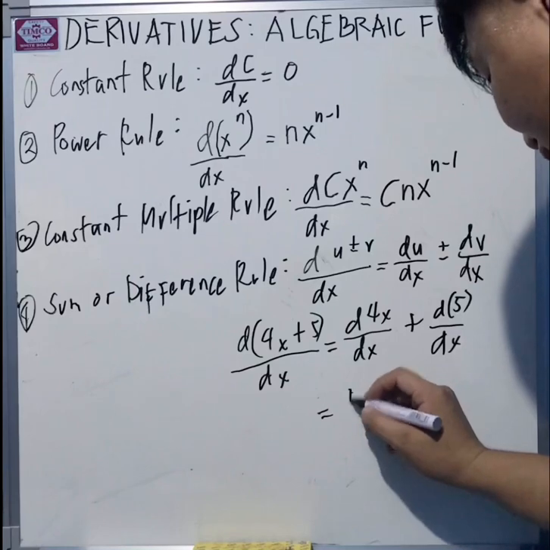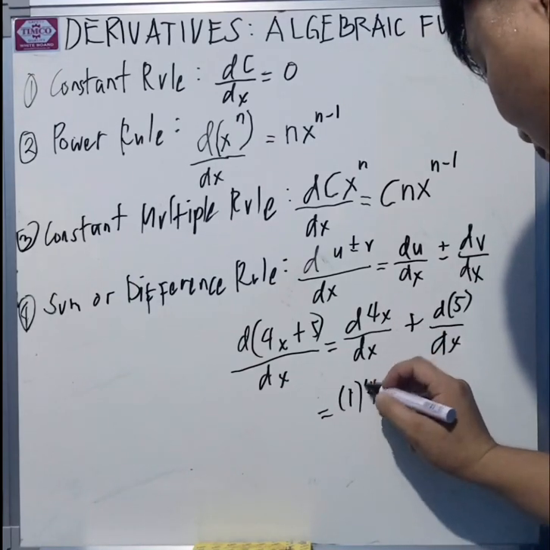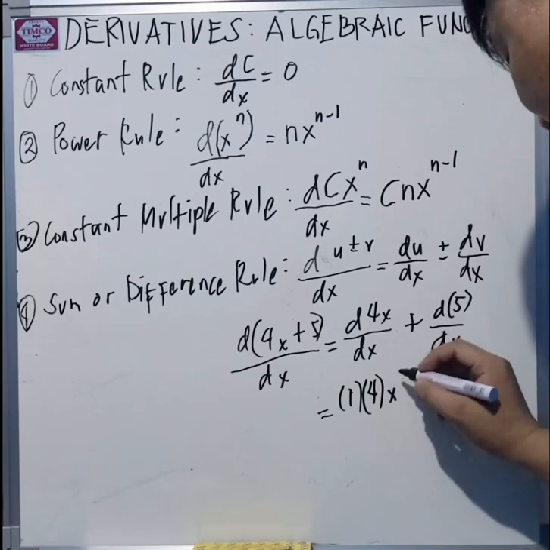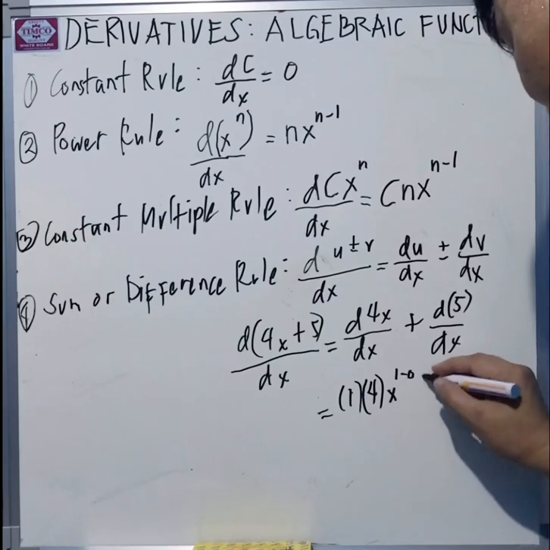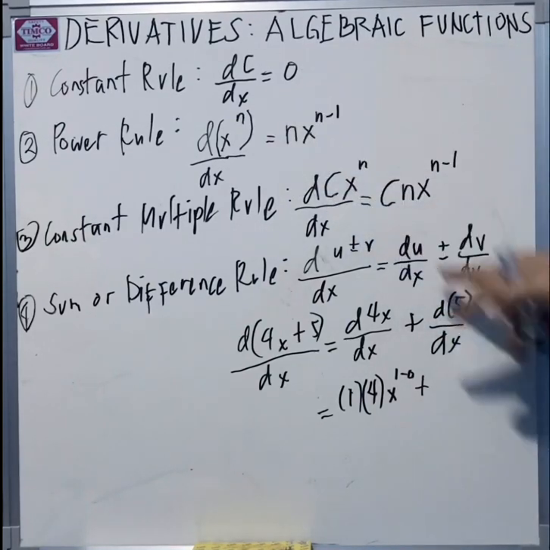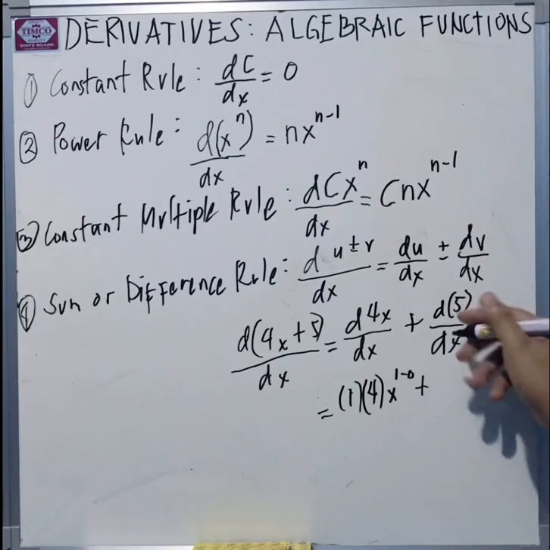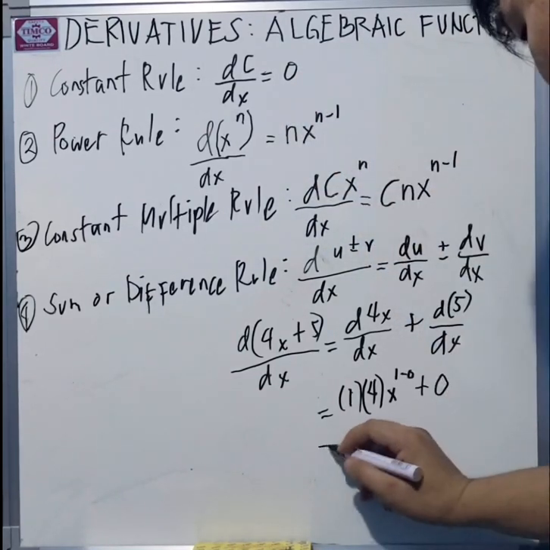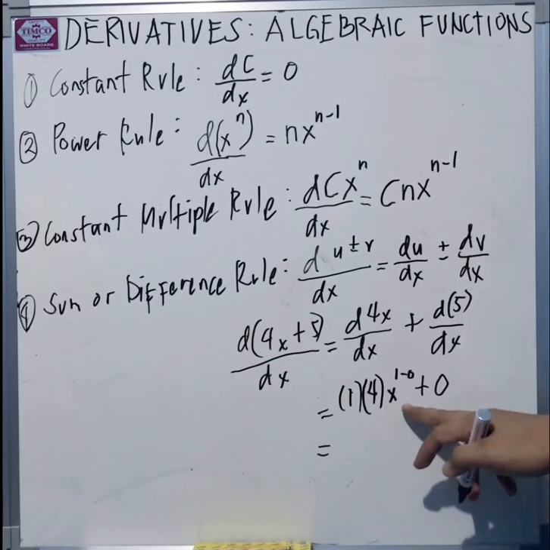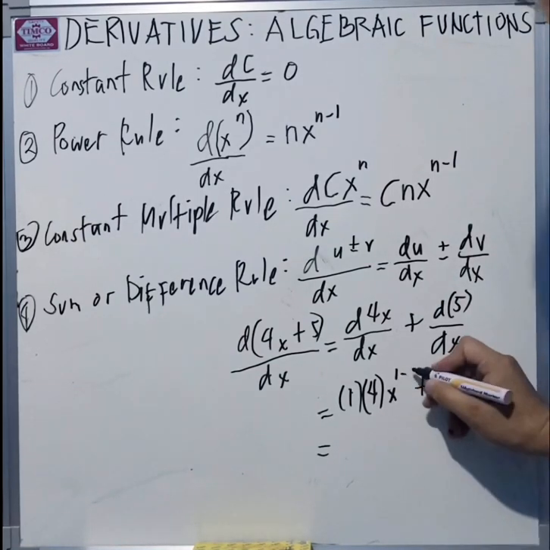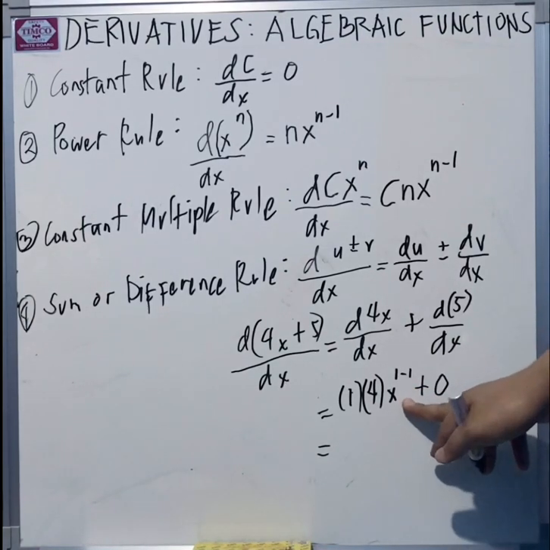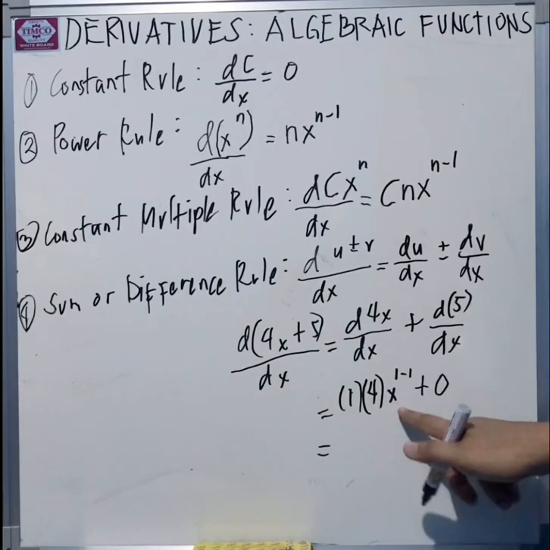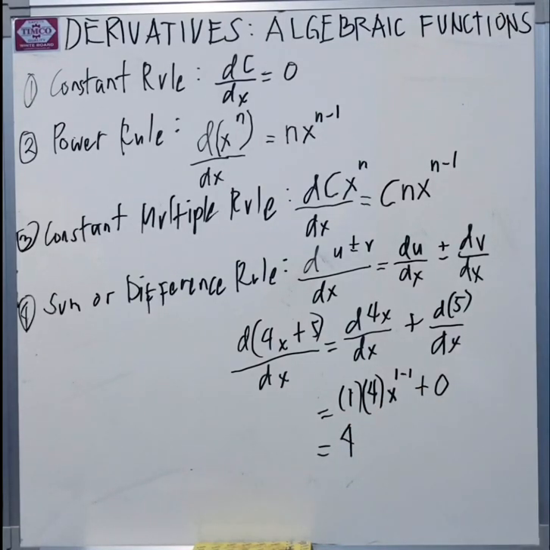We have the power of 1 times the constant multiple rule times 4 times the function of x raised to n, which is 1 minus 1, plus apply derivative of constant. We have derivative of 5 is 0, 5 constant siya, so 0. So 1 times 4 is 4, x to the 1 minus 1, x to the 0. Any variable raised to 0 is equal to 1, so 1 times 4 times 1 is equal to 4. So that is our example number 1.